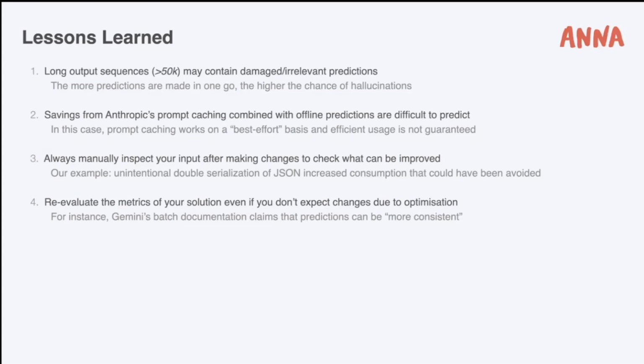Point 4: always revalidate the metrics of your solution, even if you don't expect changes due to optimization. As I mentioned, in this Gemini excerpt from the documentation, they tell us that through offline predictions, you're getting more consistent predictions. This is an unexpected thing to read in Google's documentation. But yes, you need to evaluate the model all the time.